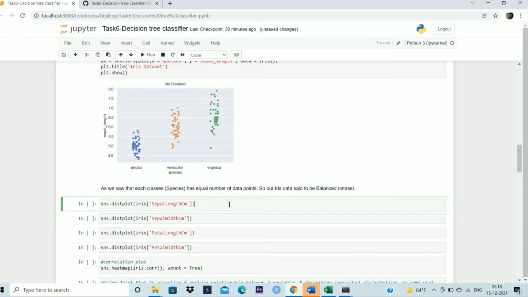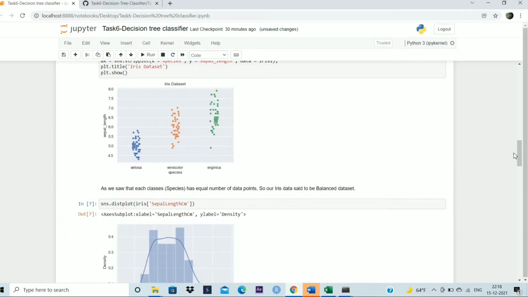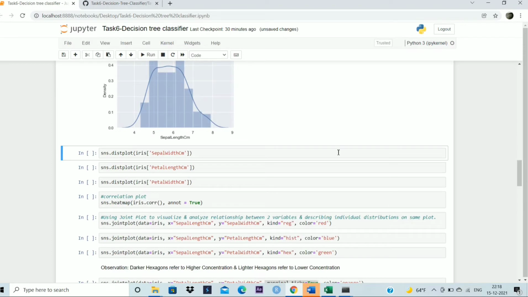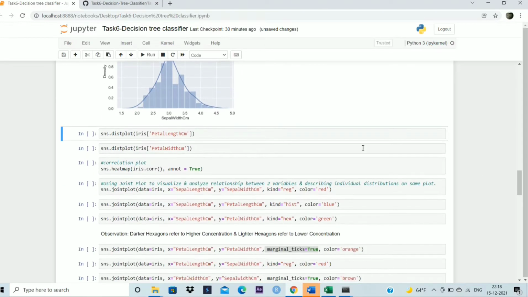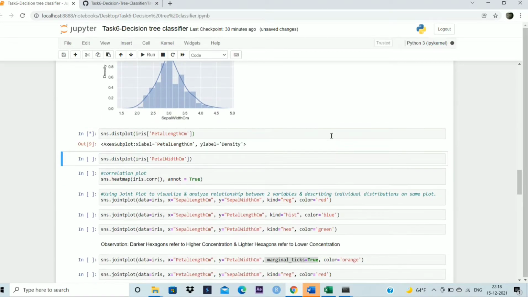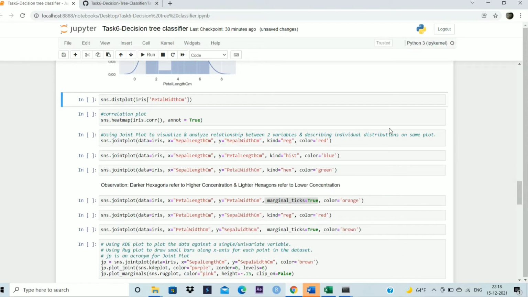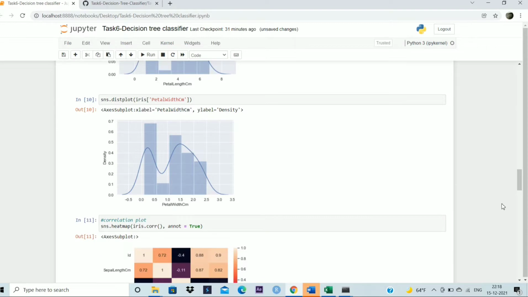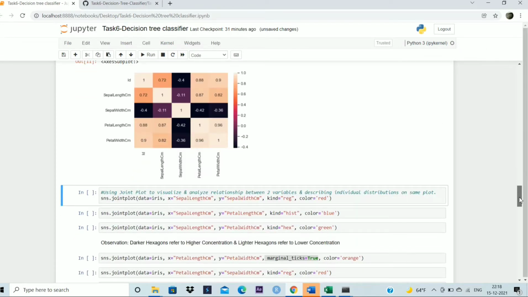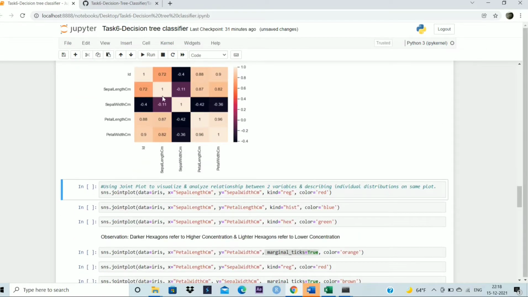Now we also try to visualize our data using some distribution plots. So this is the distribution plot for sepal length, then for sepal width, for petal length, and for petal width. Next, I have done a heat map to analyze the relationship between the variables. So there the correlations are given so we can understand.